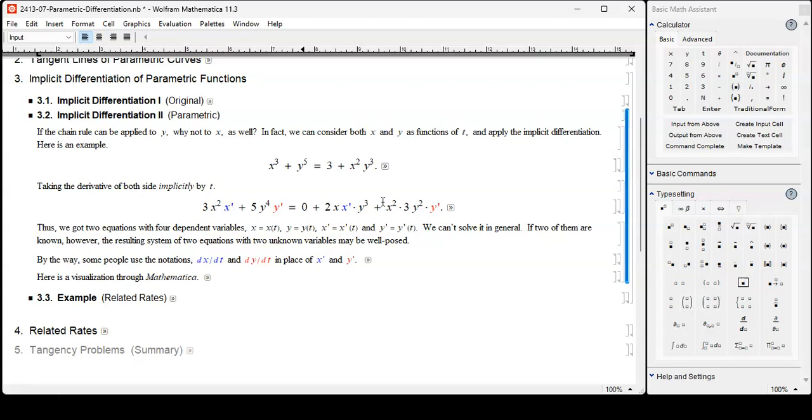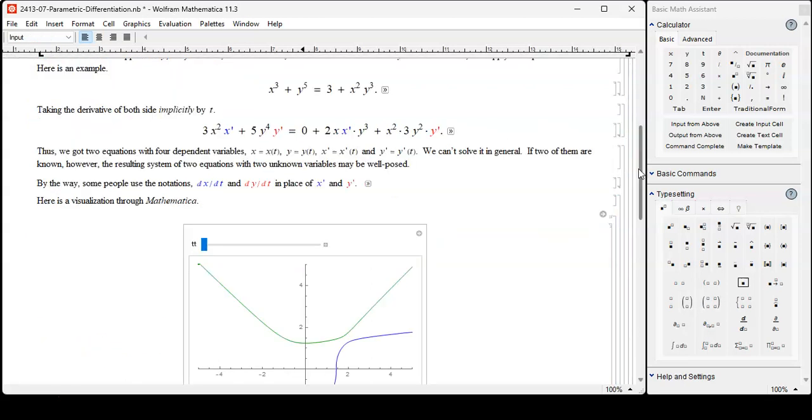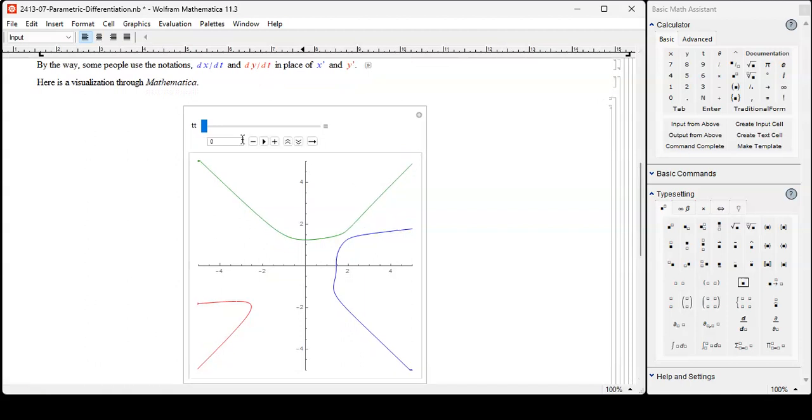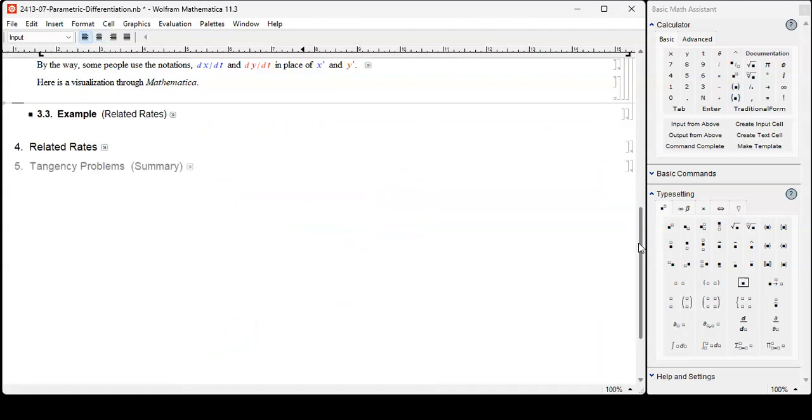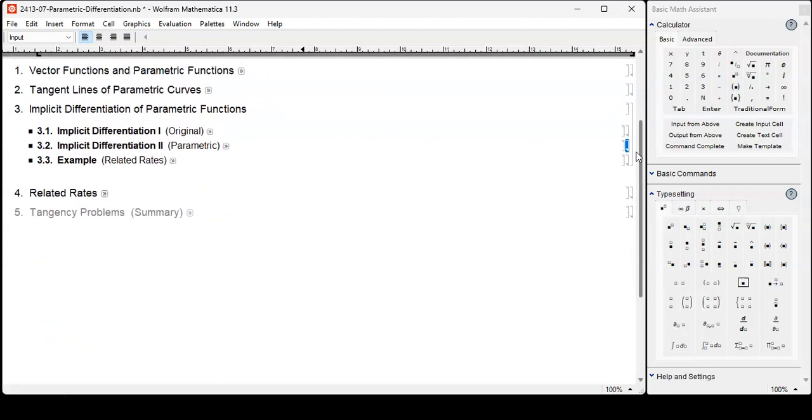Practically it is a little bit hard, but at least theoretically, any implicit relation of x of t and y of t can be considered as a parametric function model or a vector function model. And once you get a vector function model through position vectors, then you actually get a dynamic solution. Here's one such visualization. Okay, so much for the visualization and the motivational example.